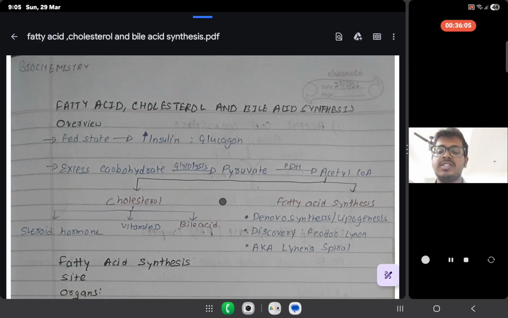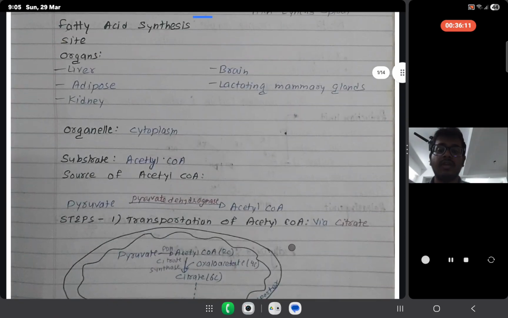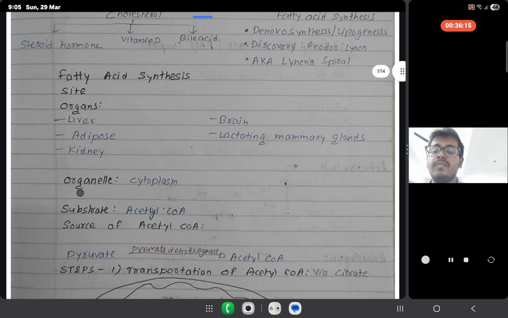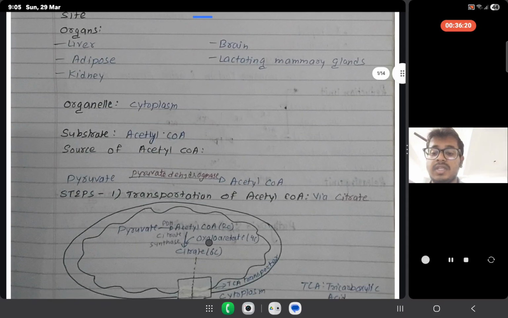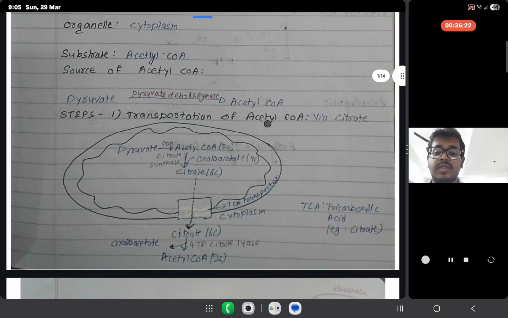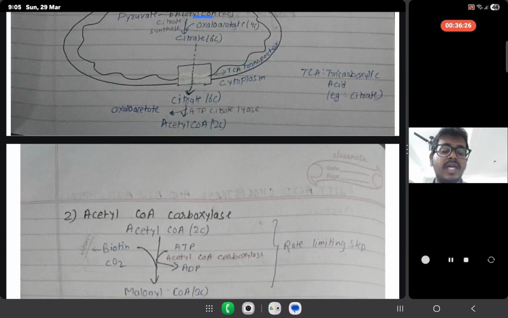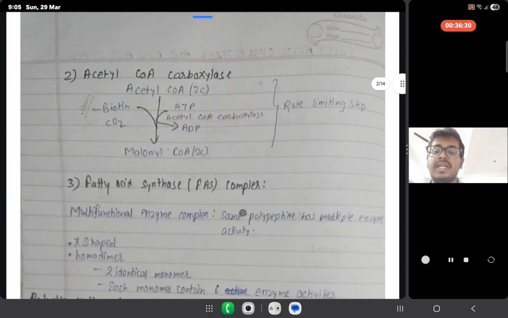Overview: in the fed state, fatty acid synthesis, where it is done. I have said two questions, and another thing I will tell later. The important questions for this topic, I will tell you. The organ, organelle and substrate. Then the step of how acetyl coenzyme A comes out, because the reaction is going to happen in the cytoplasm, so the acetyl coenzyme A has to come out of the mitochondria. Second step is acetyl coenzyme A carboxylase.